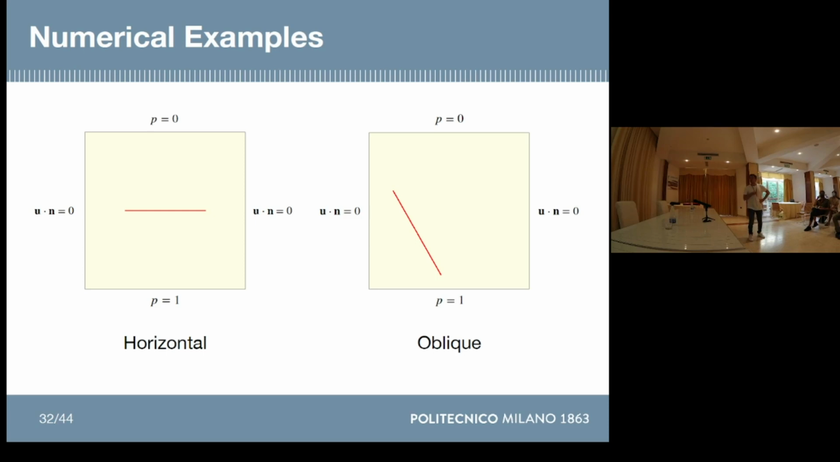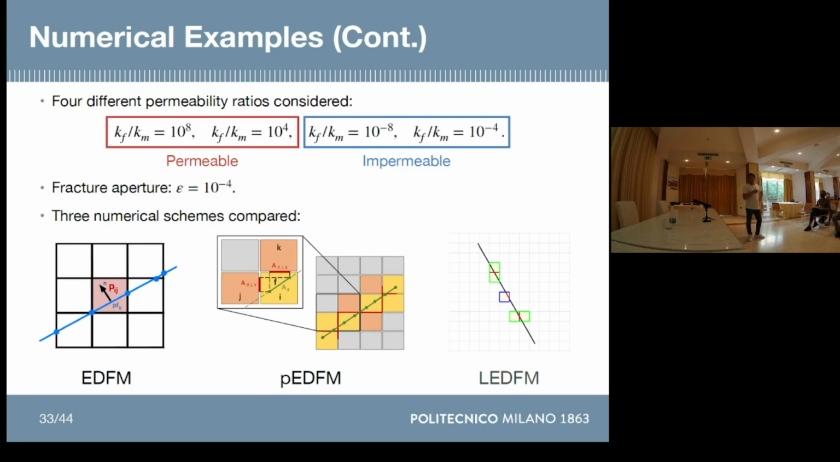So now passing to some numerical examples, I consider a horizontal fracture case and an oblique fracture case, and the domain is a 1×1 square, and the boundary conditions are those shown in the figures. I considered 4 cases, 2 permeable fracture cases and 2 impermeable fracture cases. The fracture aperture is set to 10⁻⁴, and I compared the performances of the 3 methods: the original embedded method, the projection-based version, and my method, the local method.